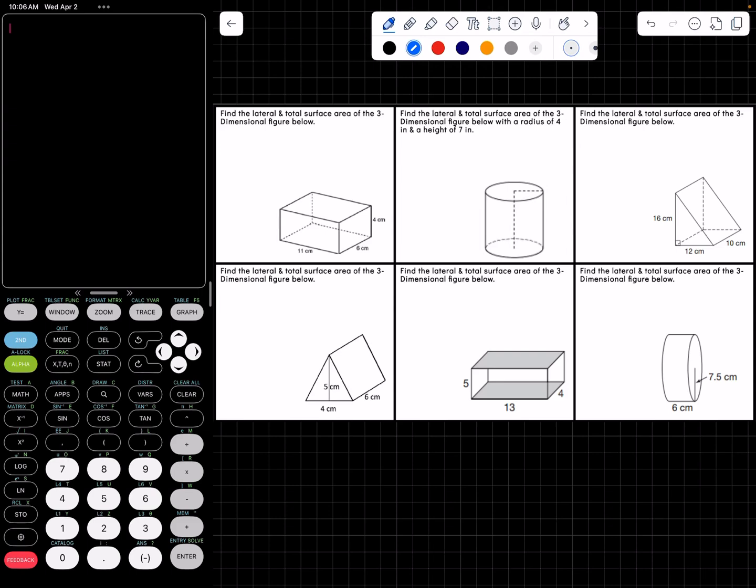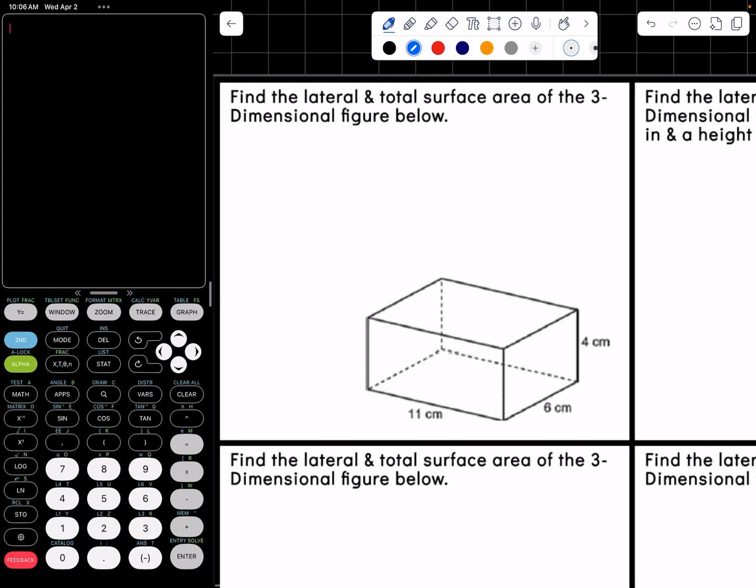All right, so for these examples, we're going to move kind of quickly just because it's going to get a little redundant. So I'm going to try and do my best to put this as concisely as possible. We're going to start with our lateral surface area of this rectangular prism. And for that, I need my perimeter and my height. My perimeter is going to be going around this bottom. I'm going to use that as my base.